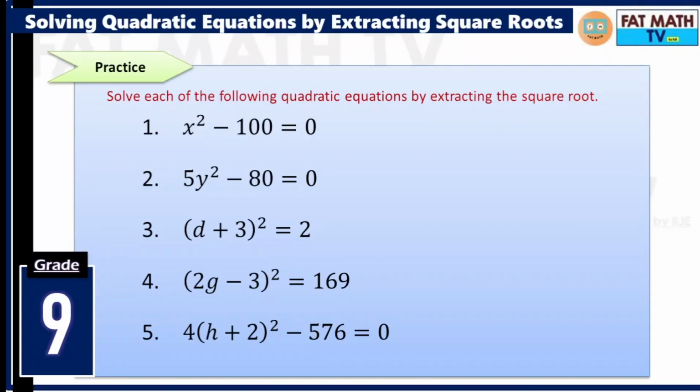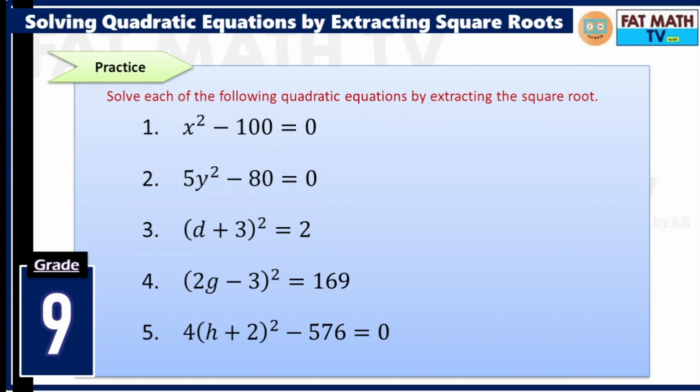Okay, let us have a practice. Solve each of the following quadratic equations by extracting the square root. Pause the video if you're not yet ready to check. So we have 5 items here, similar to the examples.